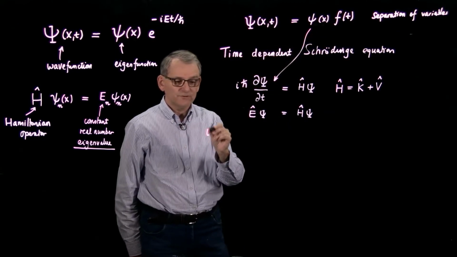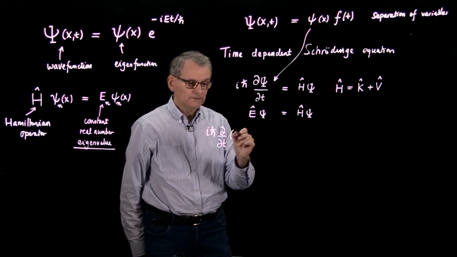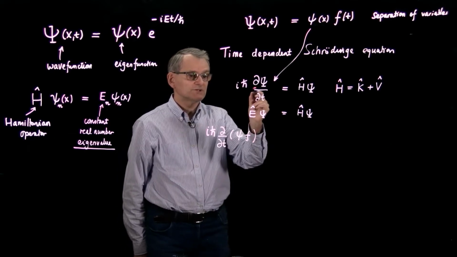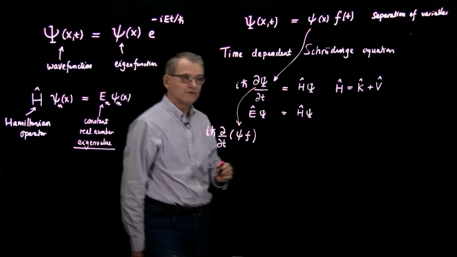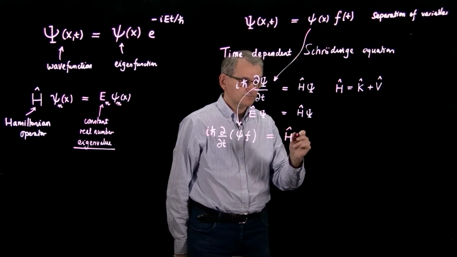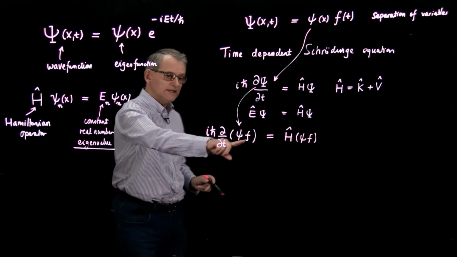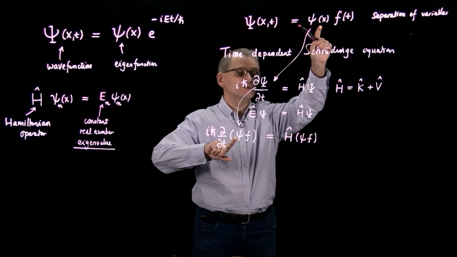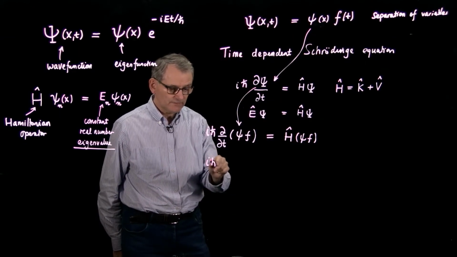So what I do is the following. I simply put in for capital psi, I substitute for this separable form, psi f. On the right-hand side, I have h psi f. Now you can see that f is the only function which depends on time. Psi does not depend on time. And so I can take out the psi and I get the following.